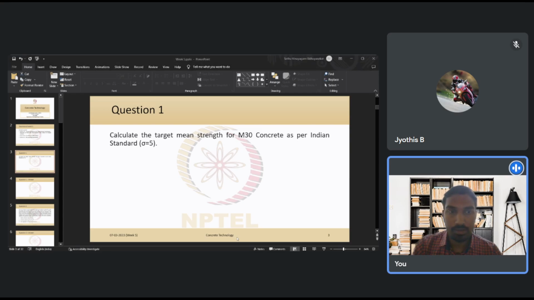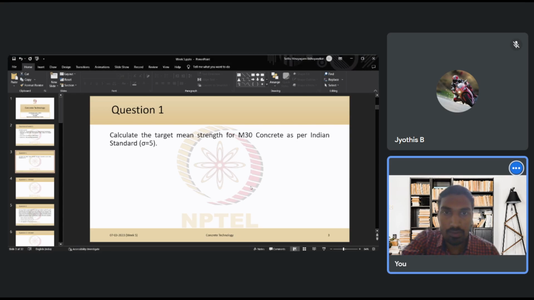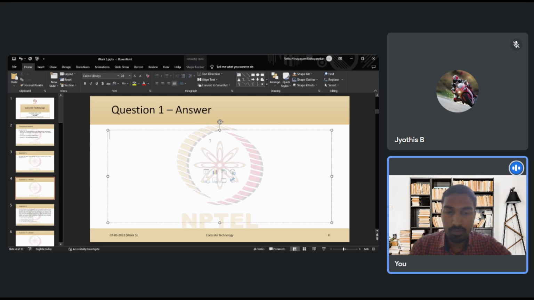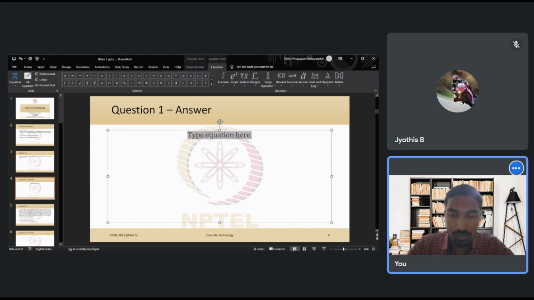Okay, so let's see how we will solve this. We want to find out the target mean strength, right? The strength that we will design for, using an M30 grade of concrete, right? And we are given the standard deviation as 5. So the relationship that we are using is this: Fm is equal to FCK plus 1.65 sigma, right?